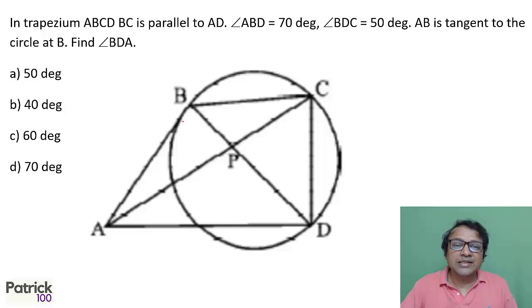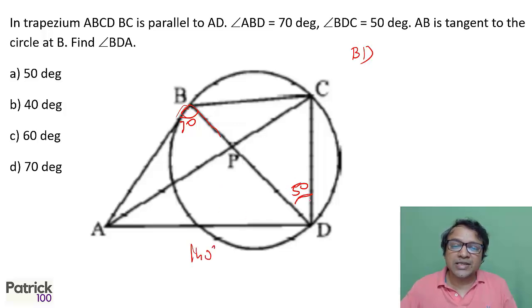In trapezium ABCD, the angle is 70 degree, BDC is 50 degree. Now look at where. Now this is a tangent, and this is a chord. So how can I use this 70 degree? Always see where you can use. So I can say the arc BD, the chord BD, will be 140 degree.